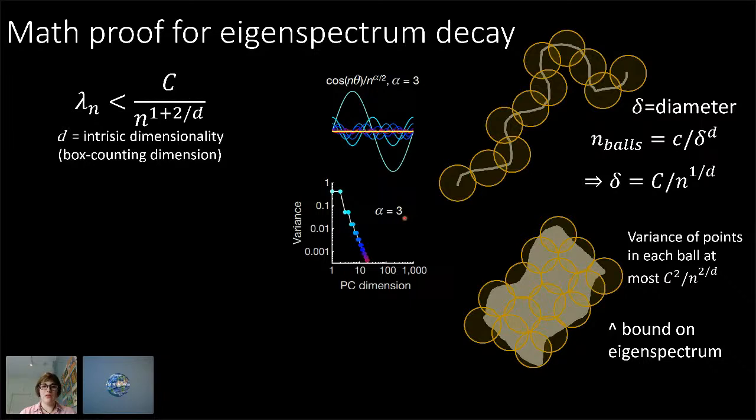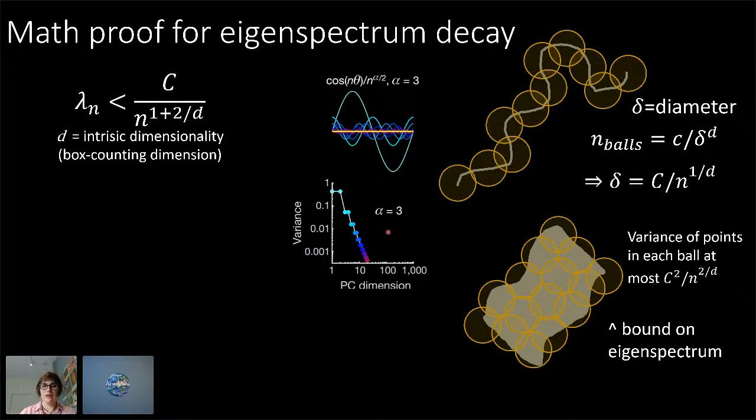And so we've said if we have a manifold with this kind of intrinsic dimensionality, and this means that we have a continuous space, then the eigenvalues must decay at least as fast as 1 over n to the 1 plus 2 over d, where d is the intrinsic dimensionality. And in this case, our intrinsic dimensionality is 1 because we have a one-dimensional manifold. And so n to the 1 plus 2 over 1 is n to the 3.